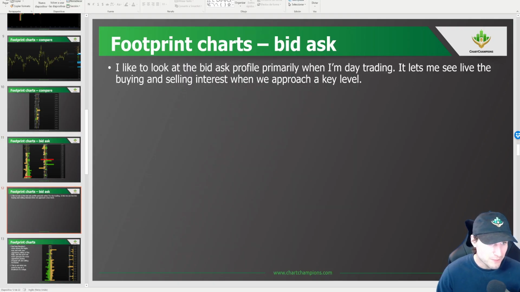I like to look at the bid ask profile primarily when I'm day trading. It lets me see live the buying and selling interest when we approach key levels.